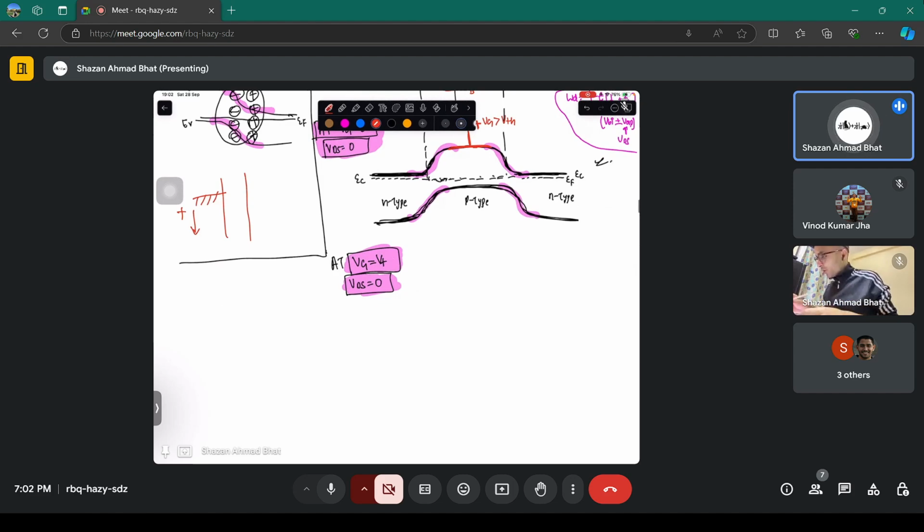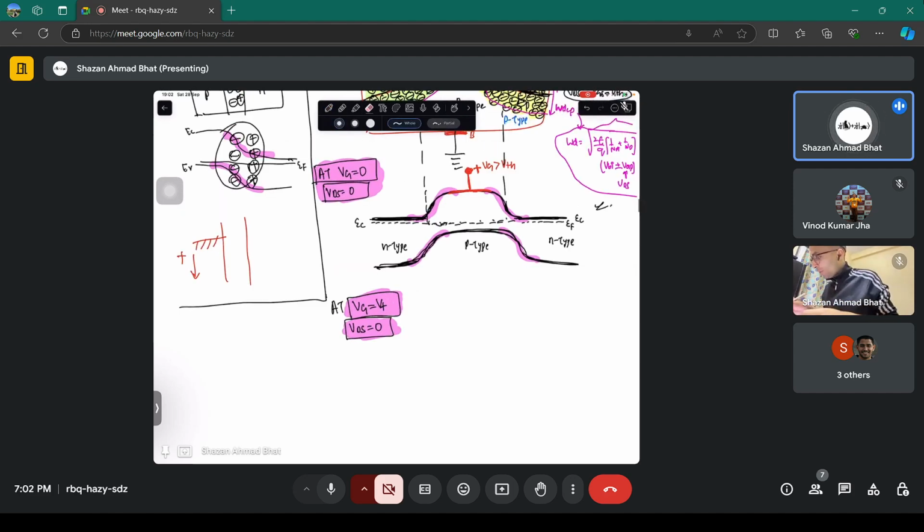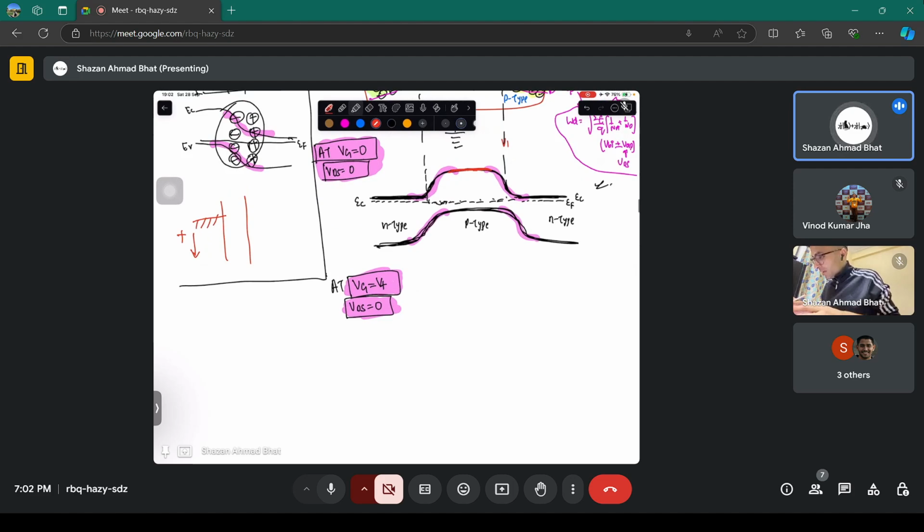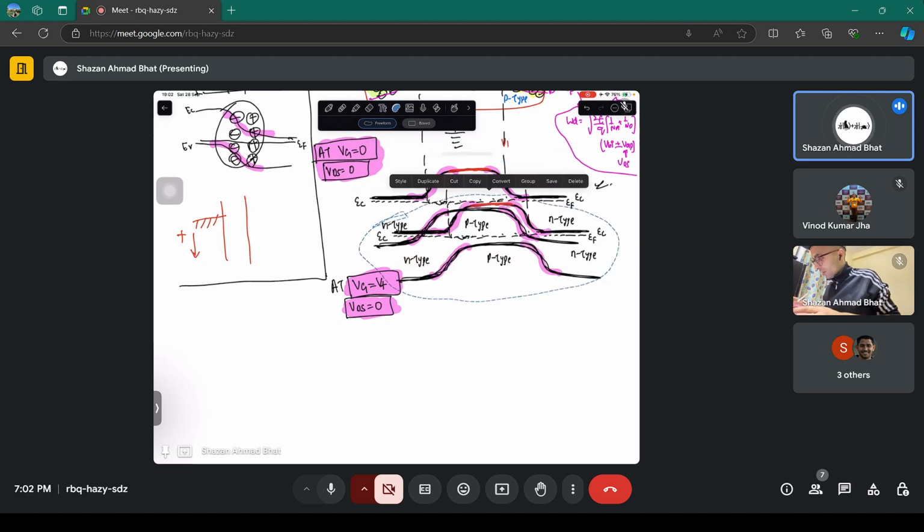So when you apply the positive voltage, let me show it here. When you apply the positive voltage, what happens? Let me just take it and duplicate it.